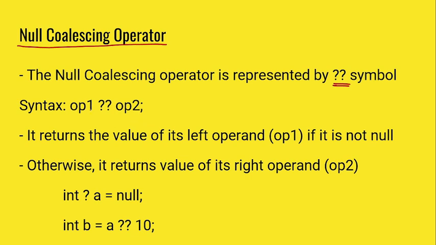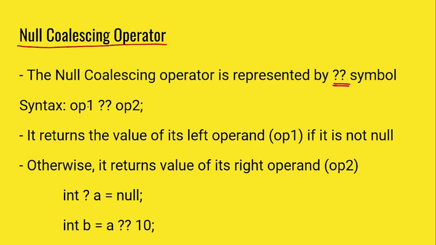Now it will check whether op1 is null or not. Obviously for that it has to be a nullable type. If it is not a nullable type, then there is no possibility that op1 would store null. So for that op1 has to be a nullable type. Now if it is a nullable type, that doesn't mean that it will always store null. It means it is capable of storing null. So it can either be null or it can be non-null.